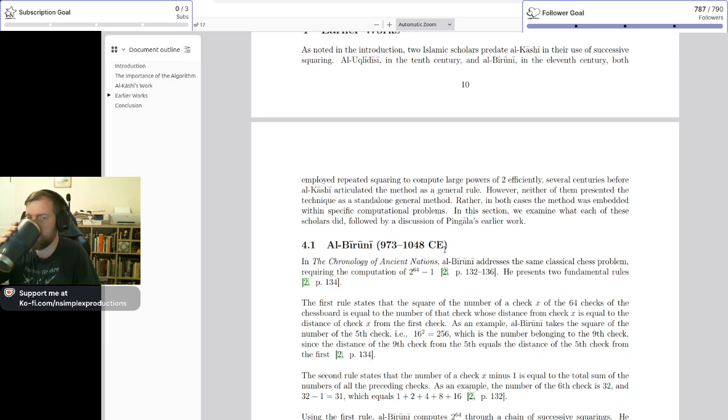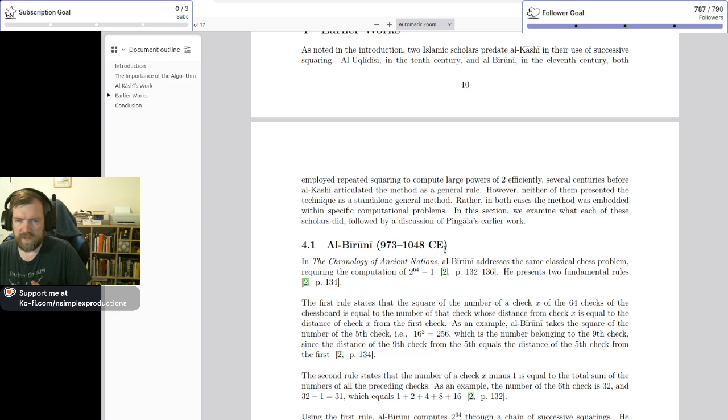Earlier works. As noted prior, 2 Islamic scholars predate Al-Kashi in their use of successive squaring. Al-Kashi in the 10th century and Al-Biruni in the 11th century both employed repeated squaring to compute large powers of 2 efficiently. Several centuries before Al-Kashi articulated the method as a general rule.